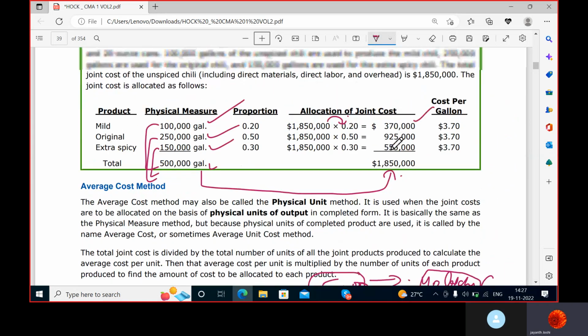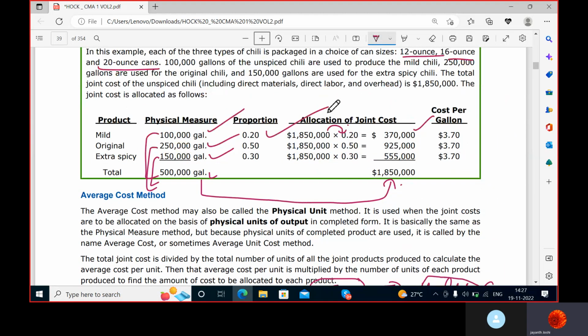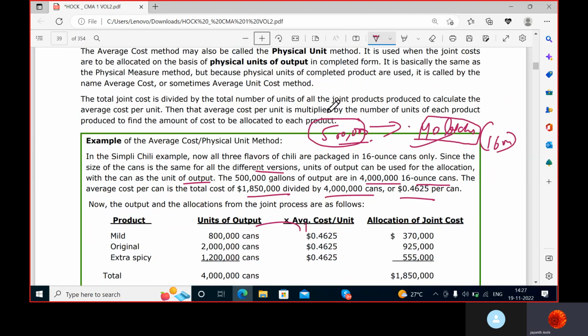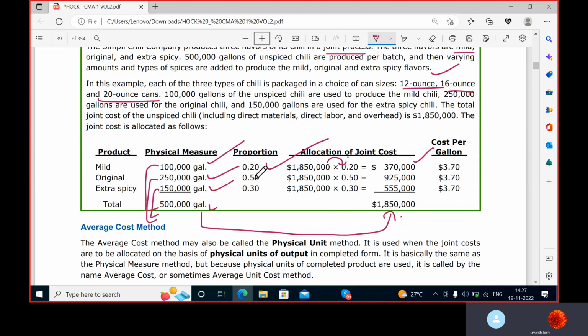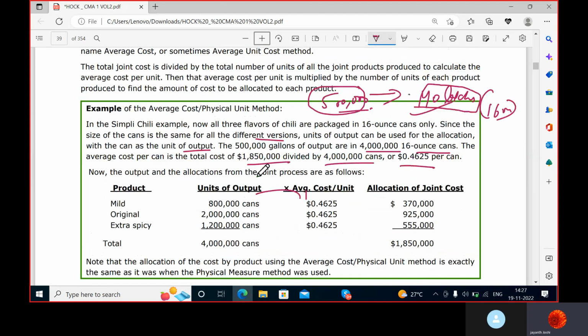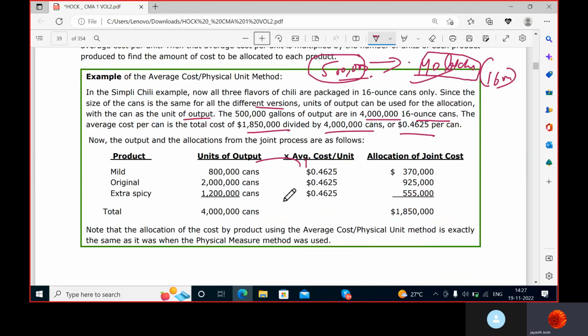If we take the proportion, on the basis of proportion, 8 lakhs, 20 lakhs and 12 lakhs. Then multiply with the cost, and you get the allocation of joint cost, correct? Here we just divide the total by the given number to get the average and multiply with it. Based upon the proportion, get the units of output, multiply with the average cost, and get the amounts. Yeah, let's move forward then.